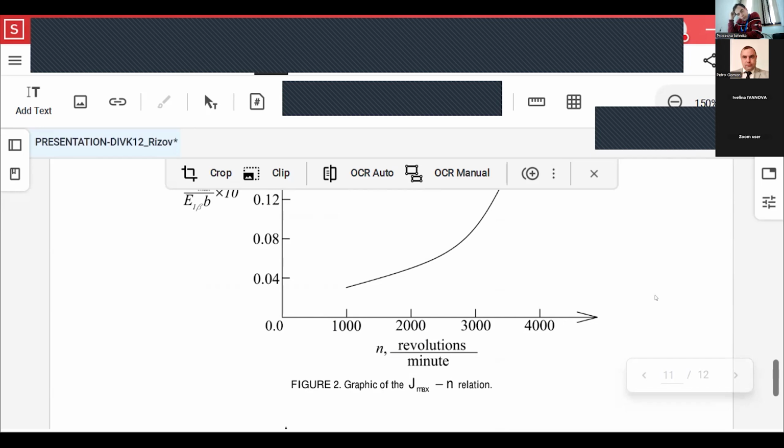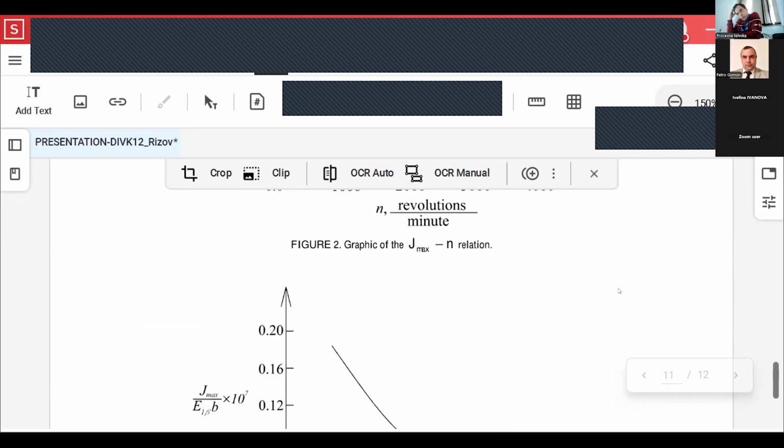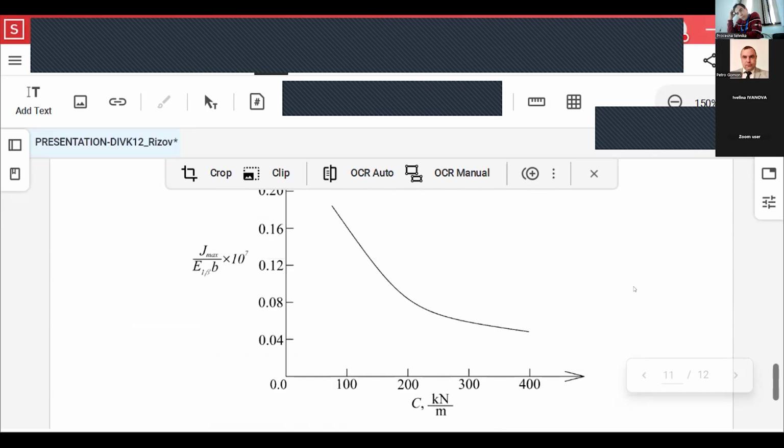To shed light on the correlation between J maximum and C, the J maximum and C relation is shown in figure number 3. This relation is also strongly nonlinear. A significant reduction of J maximum is seen in figure number 3. The rate of the reduction, however, decreases.